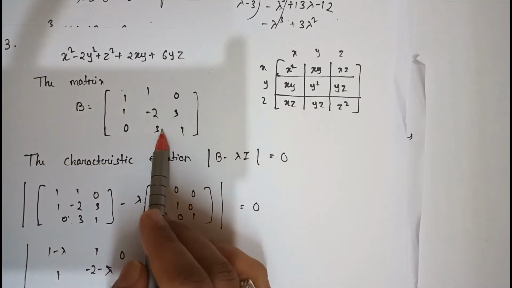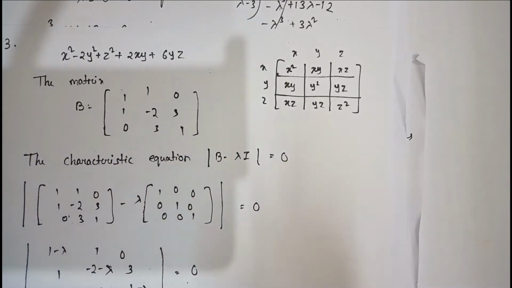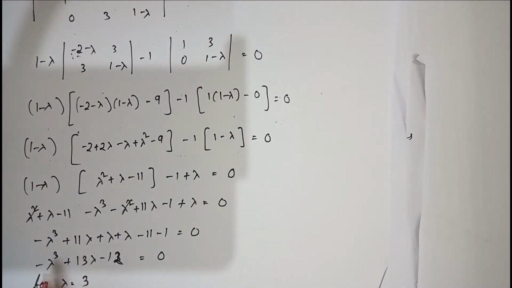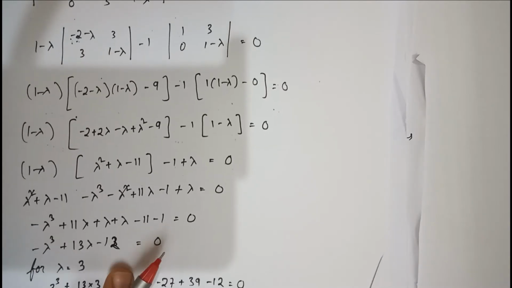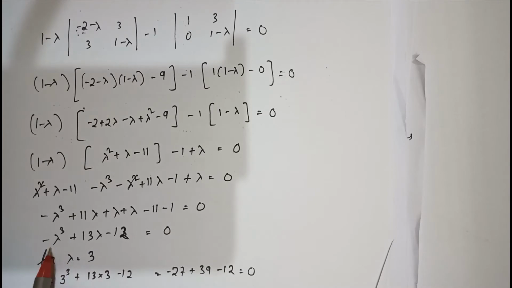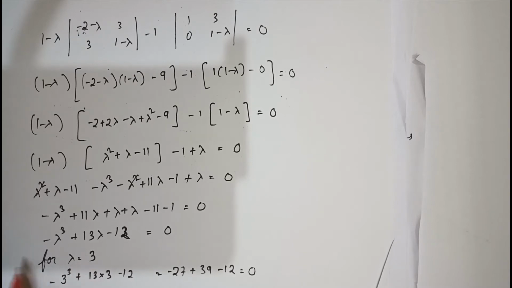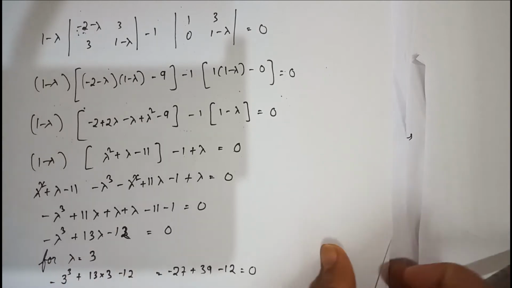So this is the matrix I wrote, then the characteristic equation, which is lambda cube plus 13 lambda minus 12 equals 0. In this kind of question I always have to use the substitution method. After substitution I found that for lambda equals 3 this becomes 0. So 3 comes to this side, lambda minus 3 equals 0. That means lambda minus 3 is one of the factors. After that, to find the other factor I have to divide it.